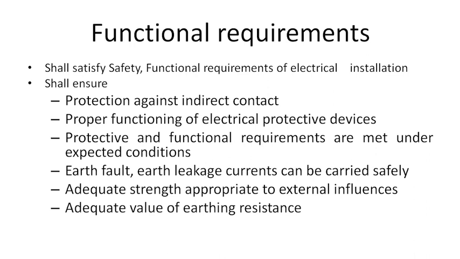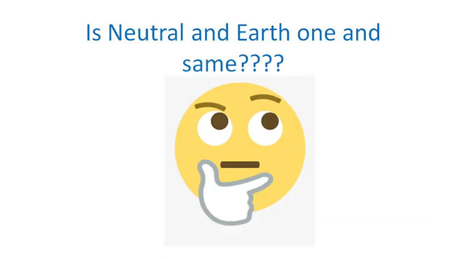Then regarding the functional requirements, the earthing shall protect against indirect contact and ensure the proper functioning of the protective device. Protective as well as functional requirements are to be met. Earth fault and earth leakage currents have to be safely carried. Then it should have adequate strength appropriate to external influences as well. Then an adequate value of earth resistance also has to be ensured. So these are the basic functional requirements of an earthing system.